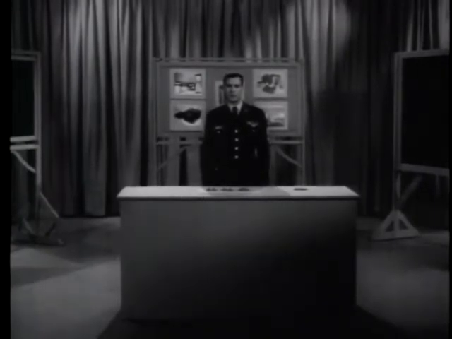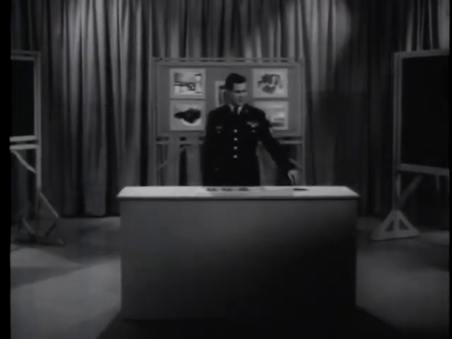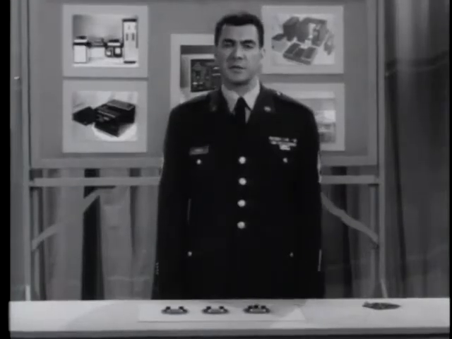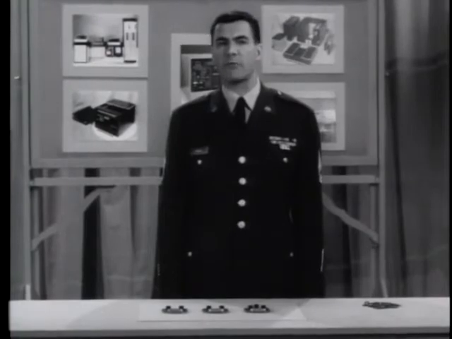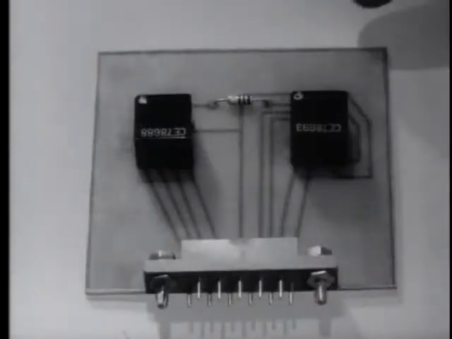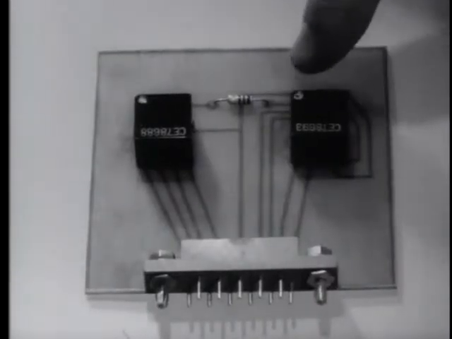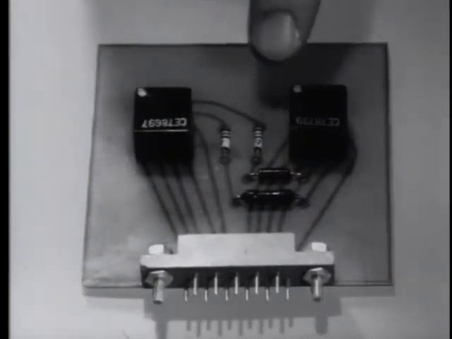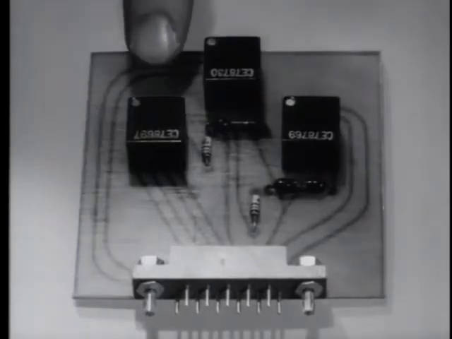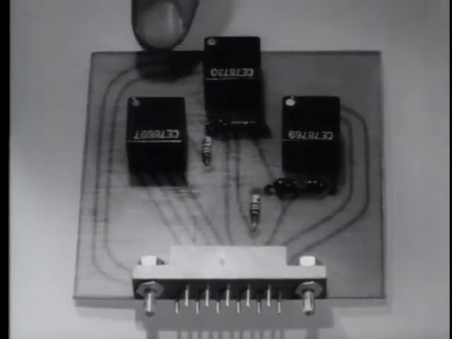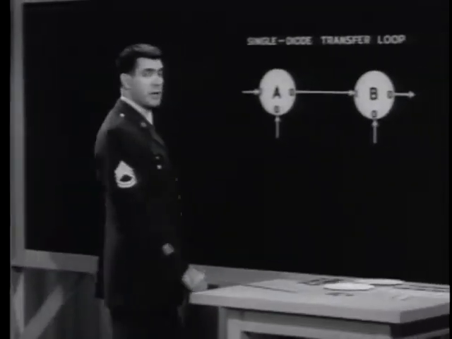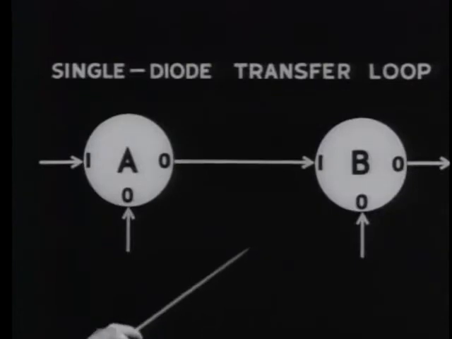In the first film of this series, we examined the basic properties of magnetic cores. In this film, we'll be dealing with three types of core transfer loops: the single-diode transfer loop, the split-winding transfer loop, and the inhibit transfer loop. The simplest of the three transfer loops has already been described: the single-diode transfer loop.